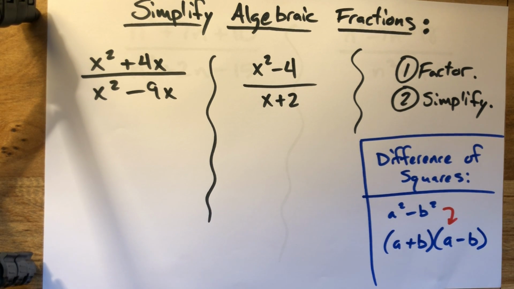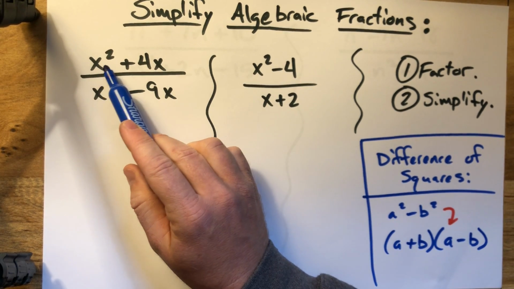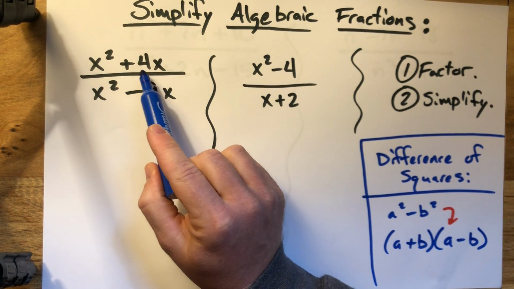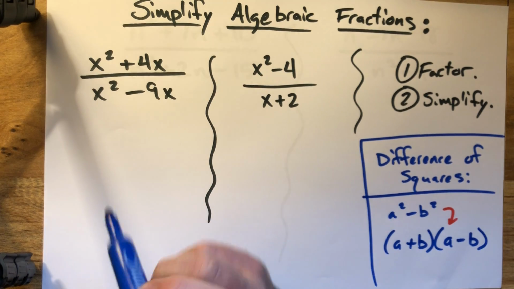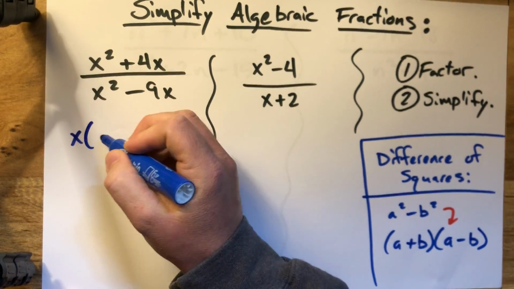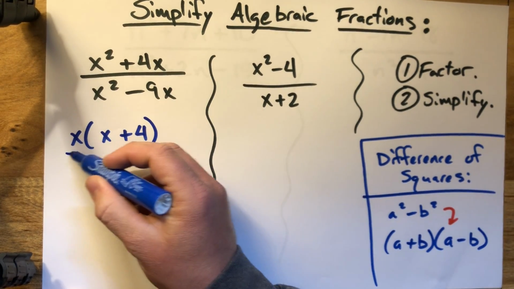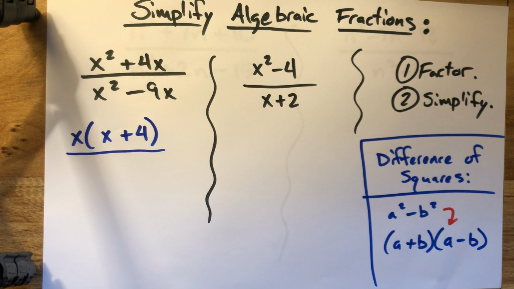So looking at the top here, I see that I have x's in both terms. I have two x's here with the x squared, and 4 is being multiplied by x. So if I factor out an x, it would look like this. And all that's on top of the fraction.